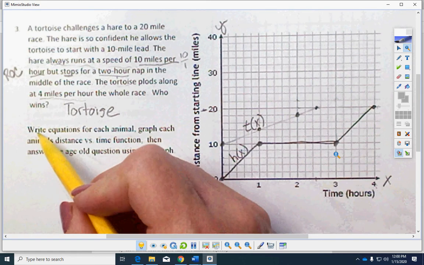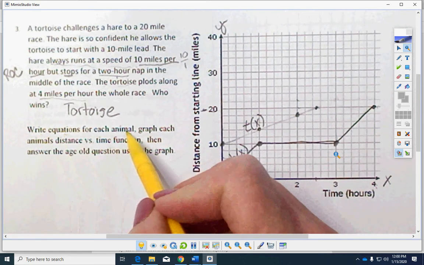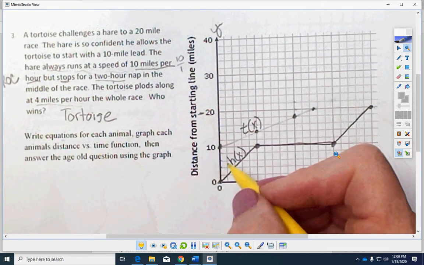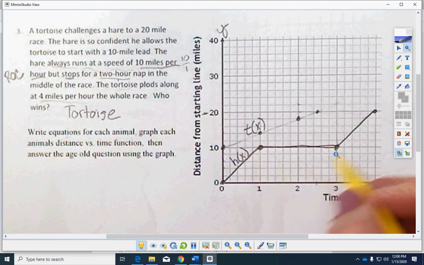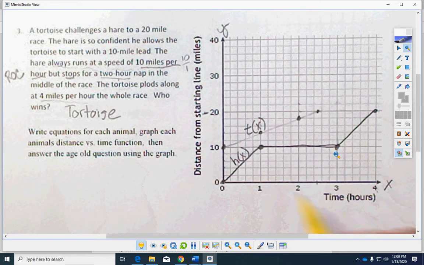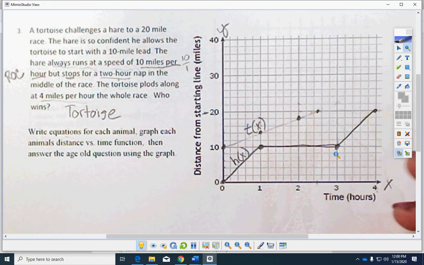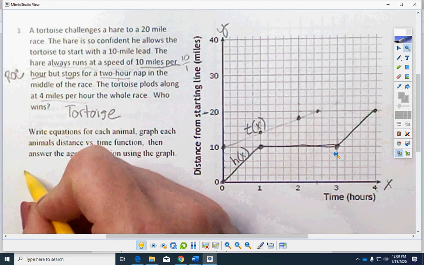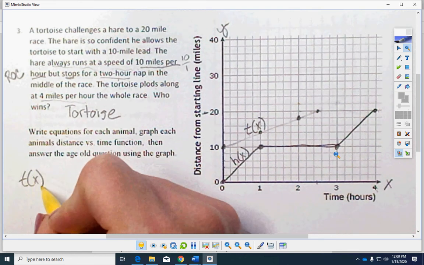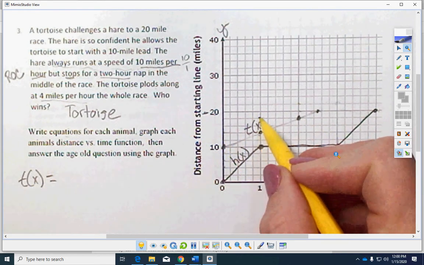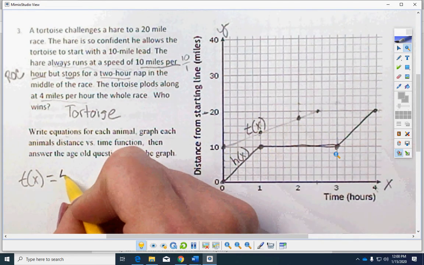Now they're asking us to write equations for each animal. Really, they're asking us for the function. It's actually two different functions because there's a t of x and there's an h of x. So this is where we have to be careful. Let's do the tortoise first. He's so easy. He's only one piece. It's really not a piecewise function, I guess, but we'll say that t of x equals, remember he went 4 miles an hour, so we know his rate of change is 4.